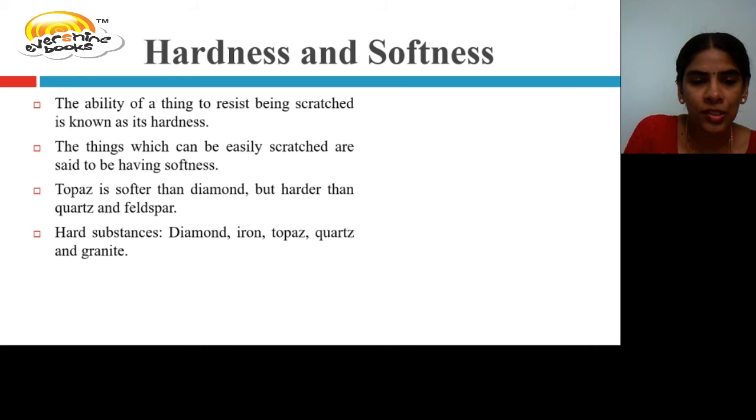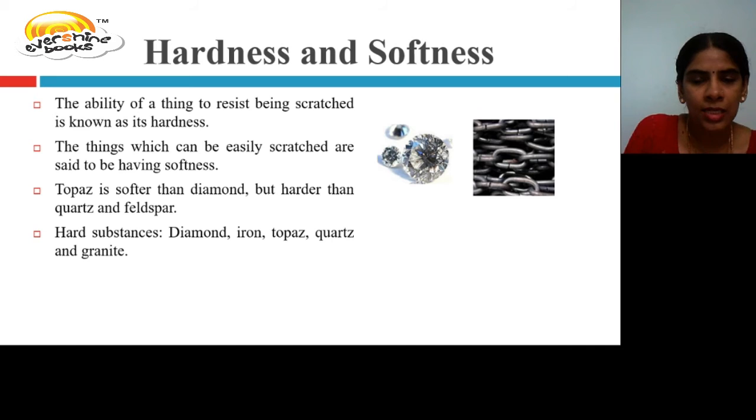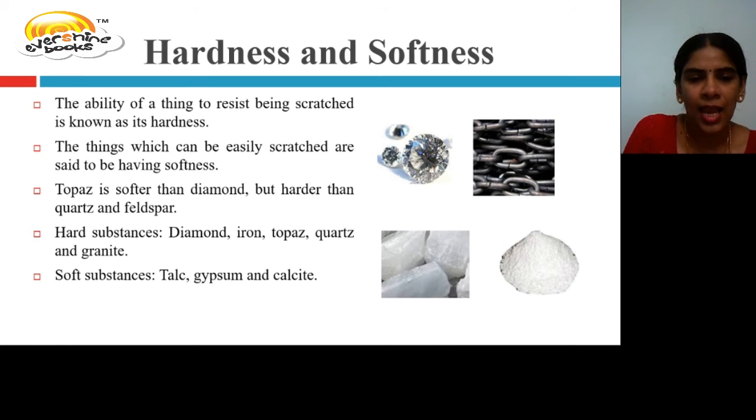Hard substances include diamond, iron, topaz, quartz and granite. Soft substances include talc, gypsum and calcite. So diamonds and irons cannot be scratched easily, whereas talc, gypsum and calcite can be easily scratched.